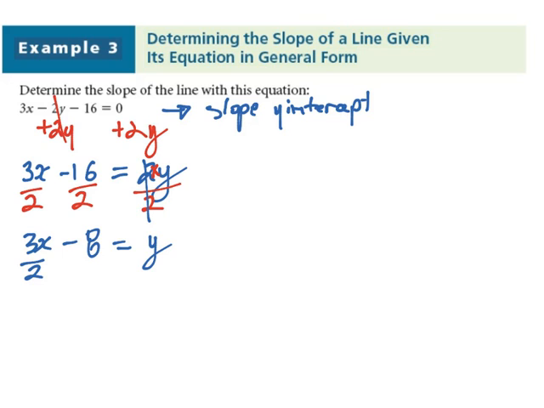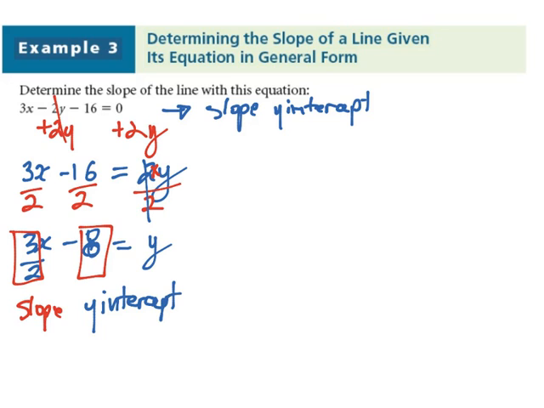Now recall with this form of the equation that 3 over 2 is the slope, while the 8 is the y-intercept. And since the question is asking for the slope, it is 3/2.